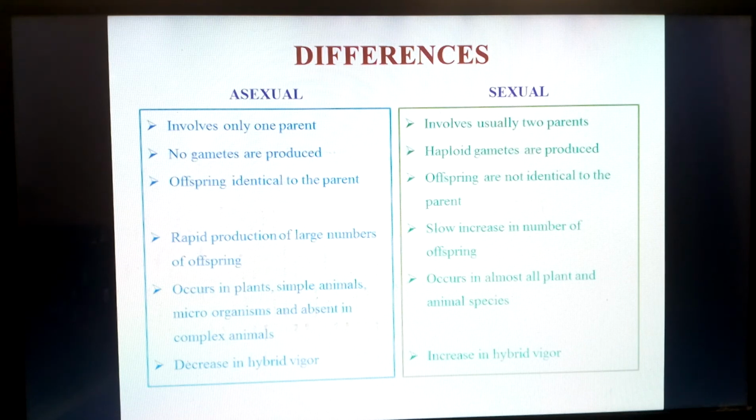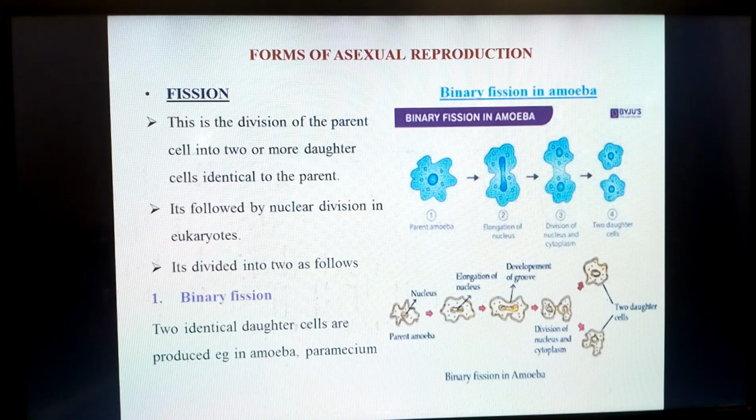Rapid production of large numbers of offsprings in asexual, but slow increase in number of offsprings when it comes to sexual reproduction. Asexual reproduction is very common in plants, simple animals, microorganisms, and absent in complex animals like we, the human beings. However, sexual reproduction occurs in almost all the plant and animal species. We normally use sexual reproduction. Hybrid vigor decreases in asexual, but is high on the other side of sexual reproduction. So that gives us a basic introduction on our topic reproduction, and that will sum up episode 1.